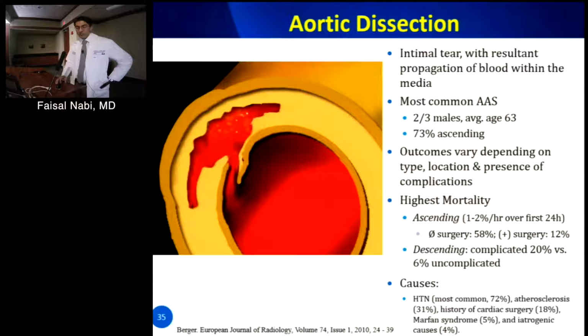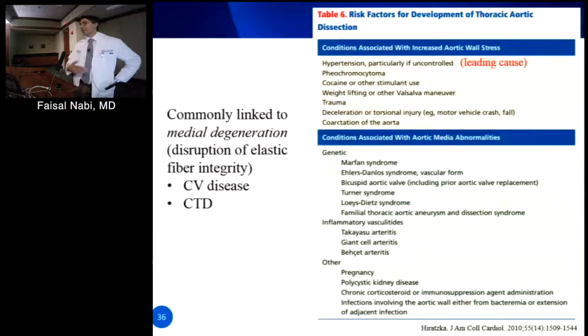The most common cause is hypertension. There are tables of the most common causes of aortic dissection, or you can really use the same table for any of the acute aortic syndromes, and it's very much linked to medial degeneration. This tends to occur most commonly in patients with cardiovascular disease, such as those who have hypertension, or those who have connective tissue diseases, as we had mentioned.